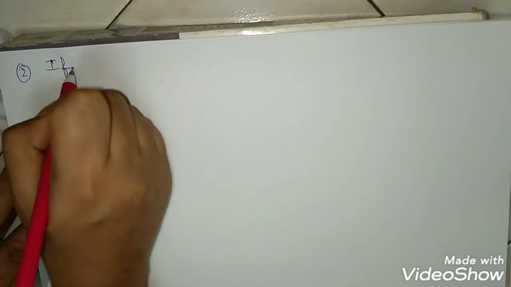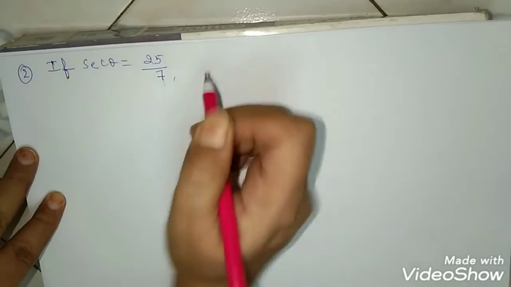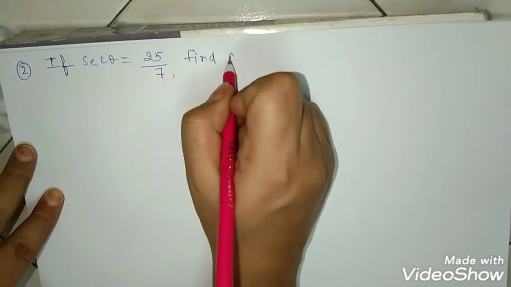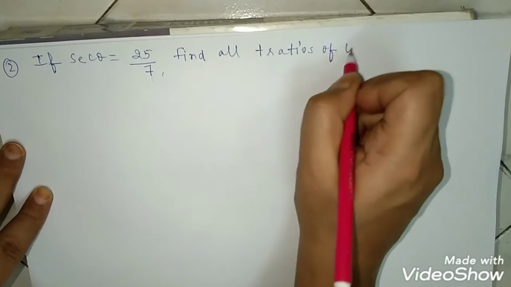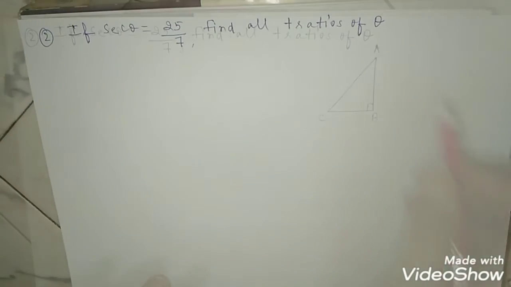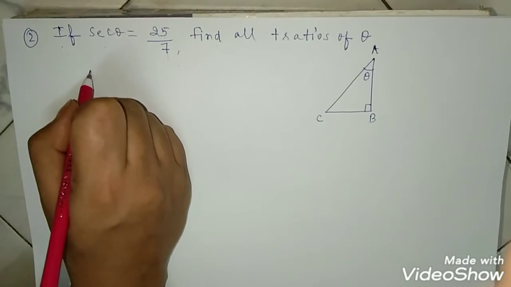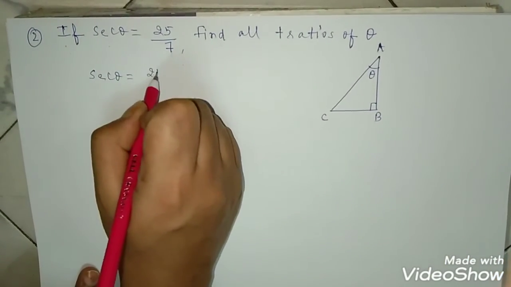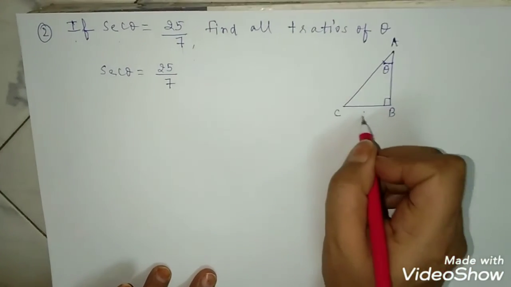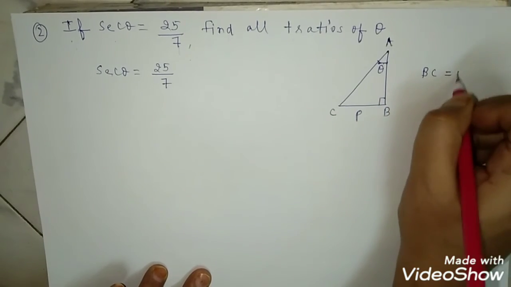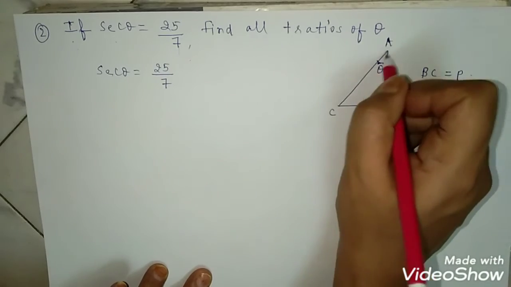If sec theta is equal to 25 by 7, find all T ratios of theta. A similar type of question once again. This time let us take theta here. First we will figure out which is perpendicular and which is base. So the opposite side is perpendicular, BC is perpendicular, the adjacent side is base, AB is base, and this is hypotenuse.